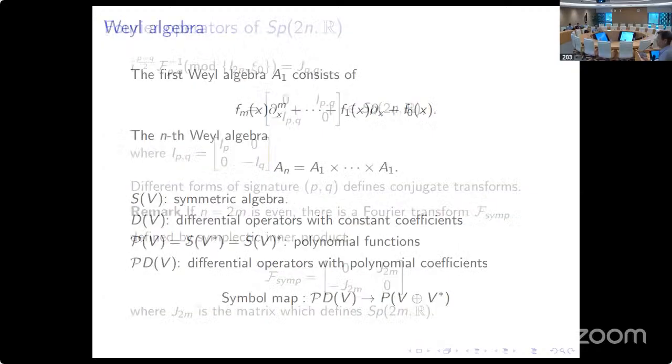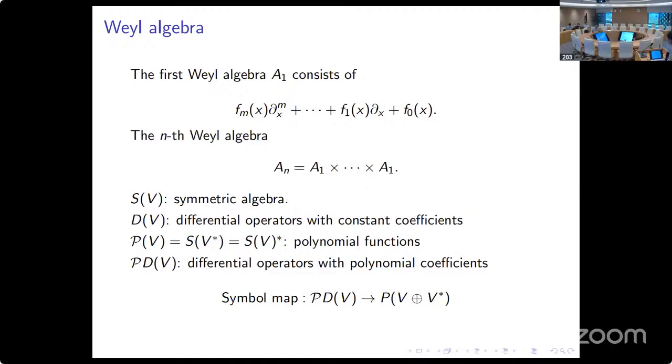Okay, so let me go to the decompositions of the Fourier operator. This comes from the so-called classical invariant theory and Howe dual pairs correspondence.